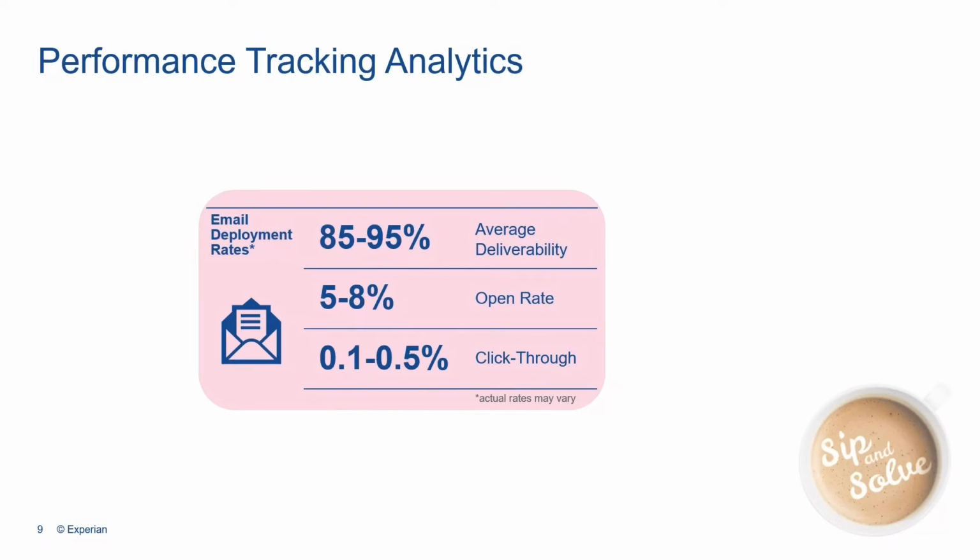So now let's take a look at performance tracking analytics. And when somebody typically thinks of an email campaign, there's three main key performance indicators that are usually thought of, but there's certainly a lot more. But let me start with the top three. First one is the deliverability, and anywhere between 85 to 95% is average. Anything above that is considered really good. In this case, the open rates are typically between 5 and 8%, and the click-through rates are between 0.1 to 0.5%.